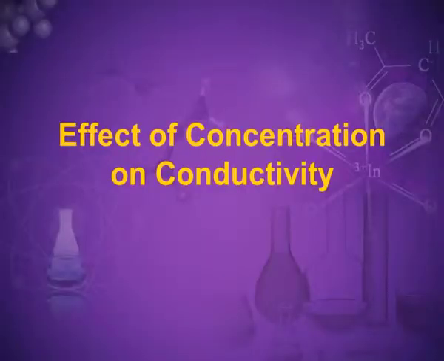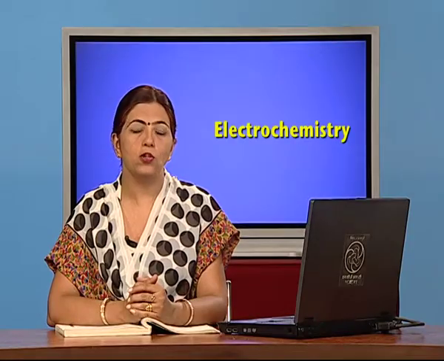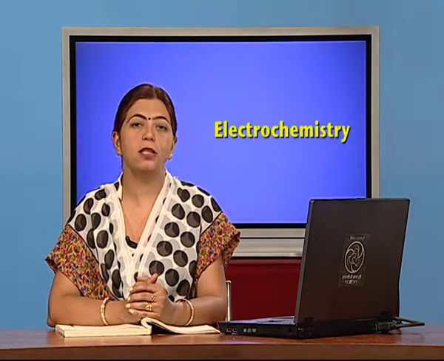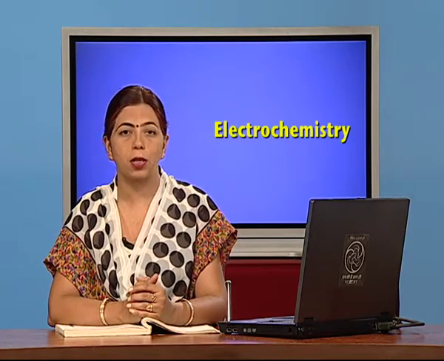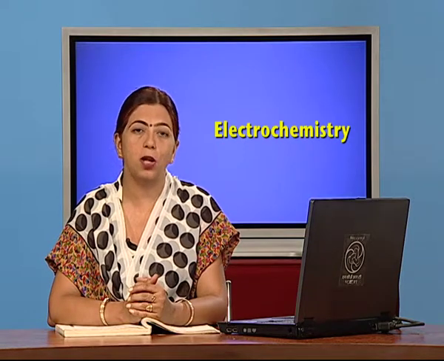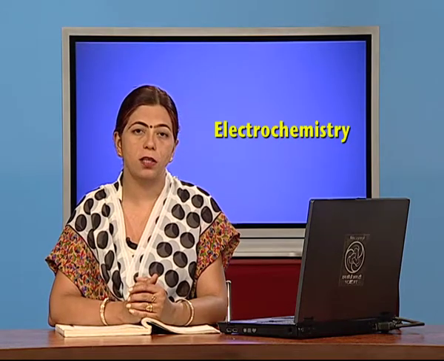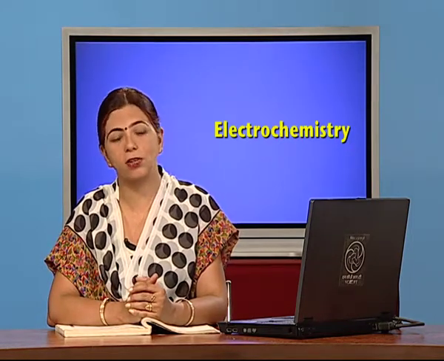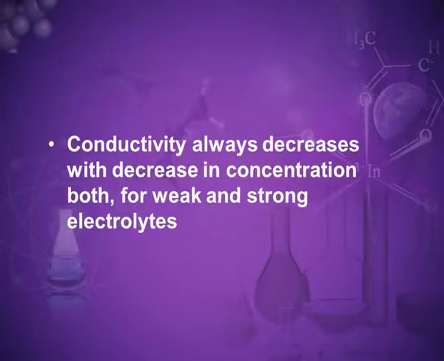First of all, effect of concentration on conductivity. As we know, it depends upon the number of ions in 1 centimeter cube of the solution. So, when the solution is concentrated, the number of ions is more, but as soon as we dilute the solution by adding some more solvent, the number of ions in 1 centimeter cube of the solution decreases, and since the number of ions decreases, the conductivity also decreases. The behavior is the same for strong and weak electrolytes both.